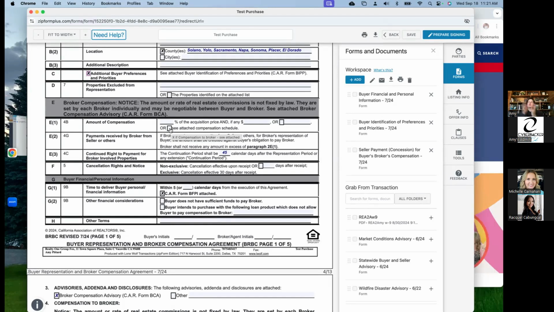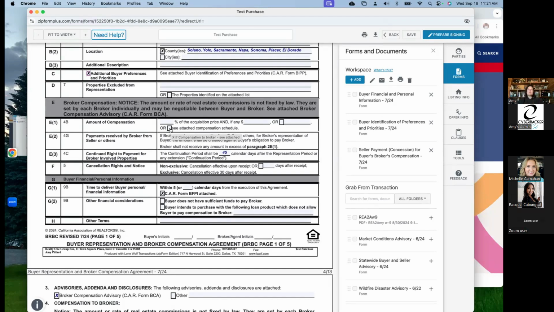So maybe you've got it drawn out that if the property is below 100,000, I take this amount. If it's between 100 and 900,000, I take this amount. And if it's over 900,000, I take Y, right? So you may have a compensation schedule built into that, and you always attach it so they can see how that all works. And you could even break it down further than that.